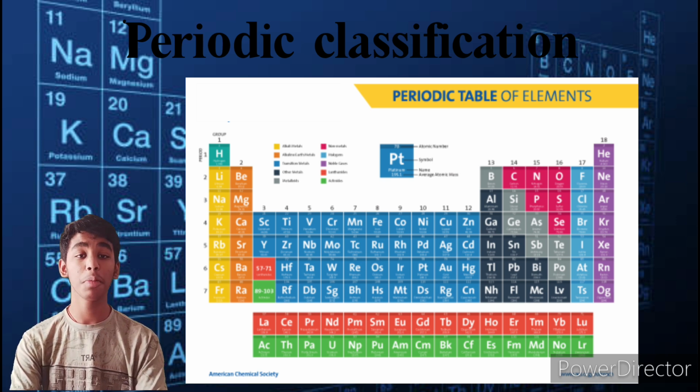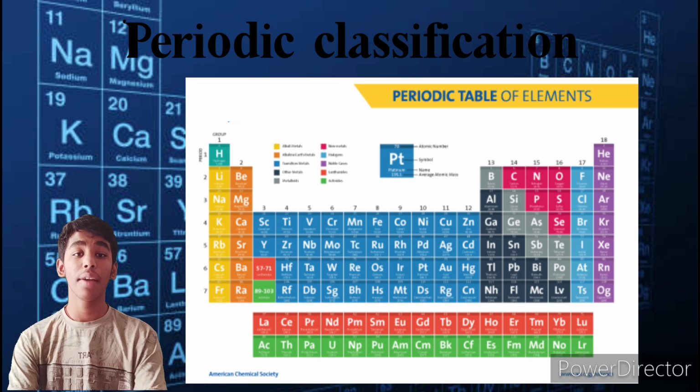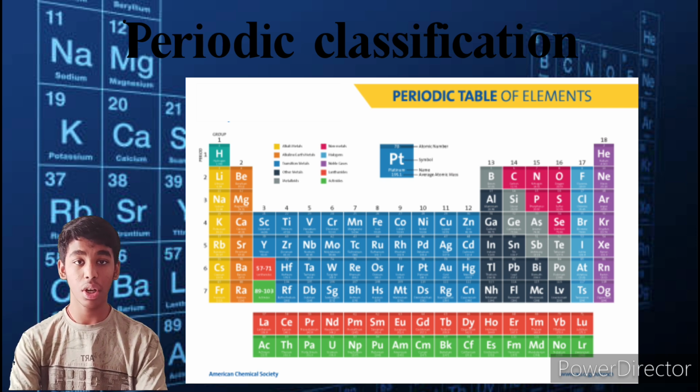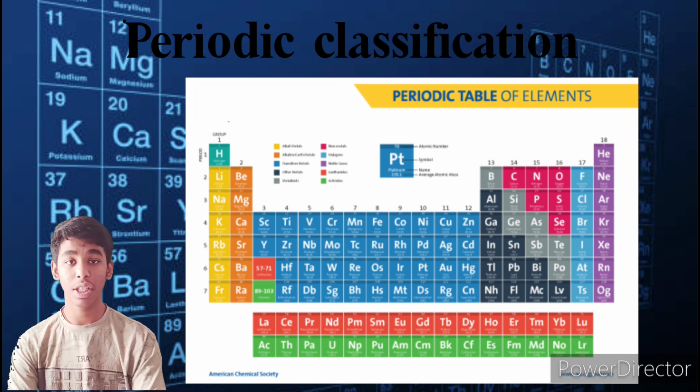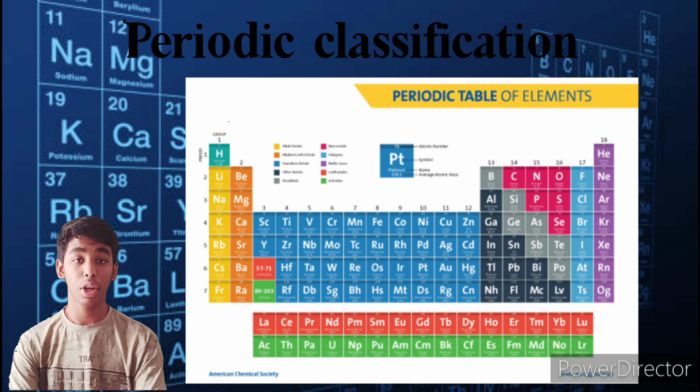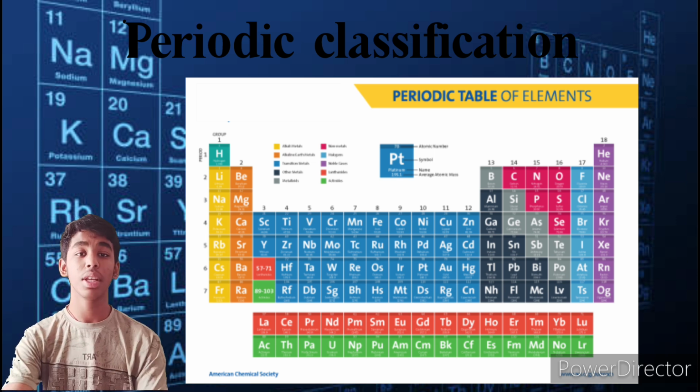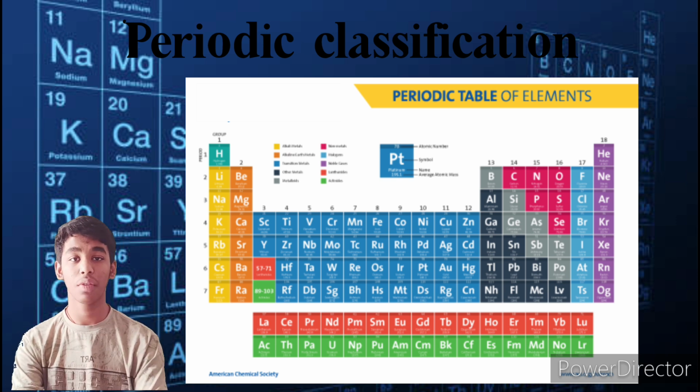So the modern periodic law is the law according to which the modern periodic table is constructed, and this law is that the physical and chemical properties of each element are a periodic function of their electronic configuration. So let's learn about the electronic configuration.